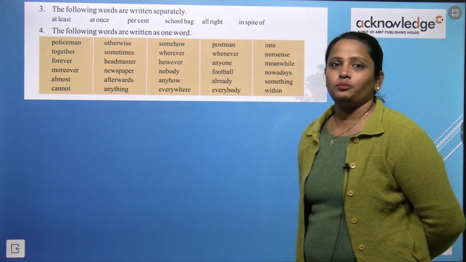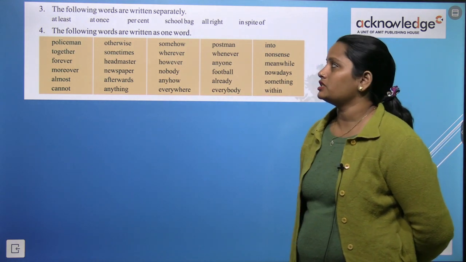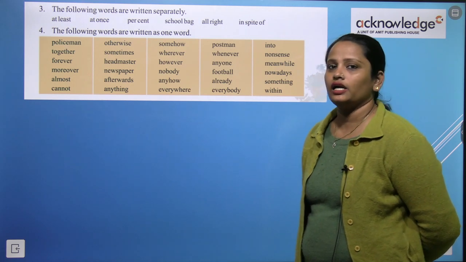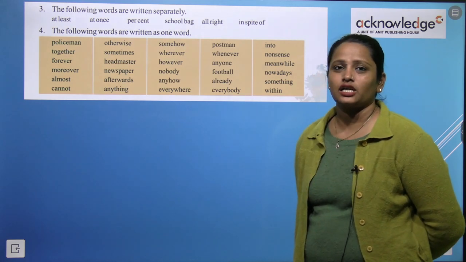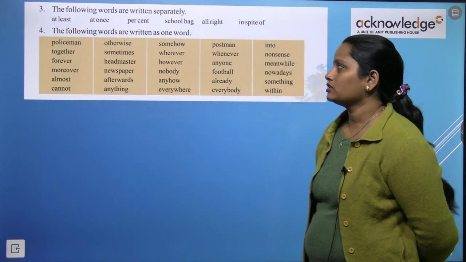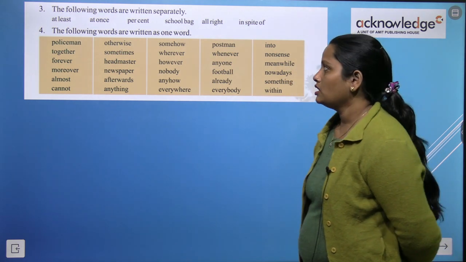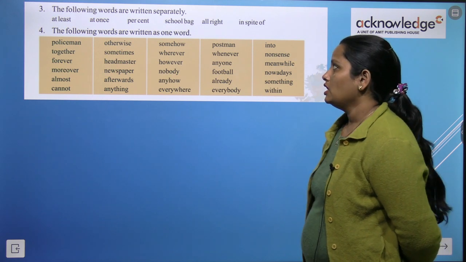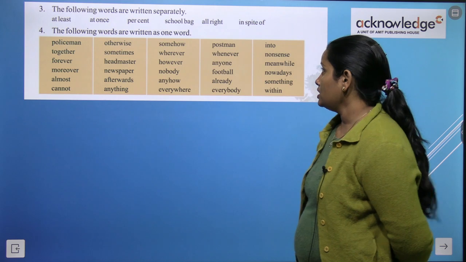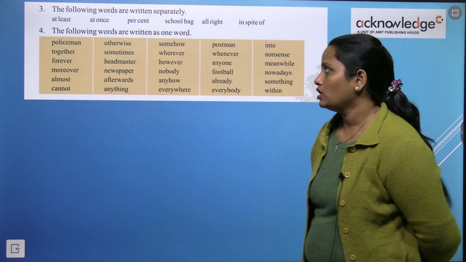Now the third point is the following words are written separately. अब ये जो वर्ड्स हैं इन्हें हमेशा अलग अलग लिखना चाहिए, एक साथ कनेक्ट करके नहीं लिखना है. फॉर एग्जाम्पल at least, at once, per cent, school bag, all right, in spite of.